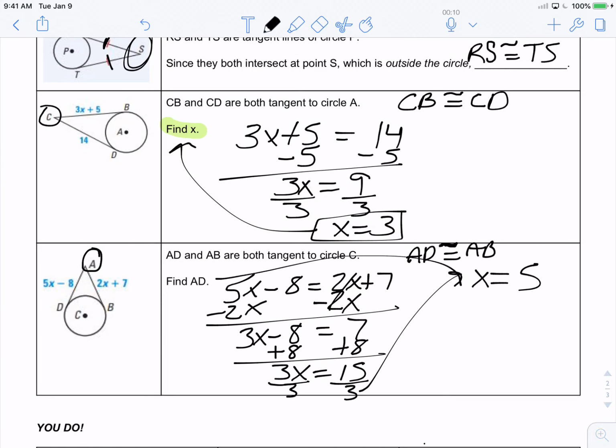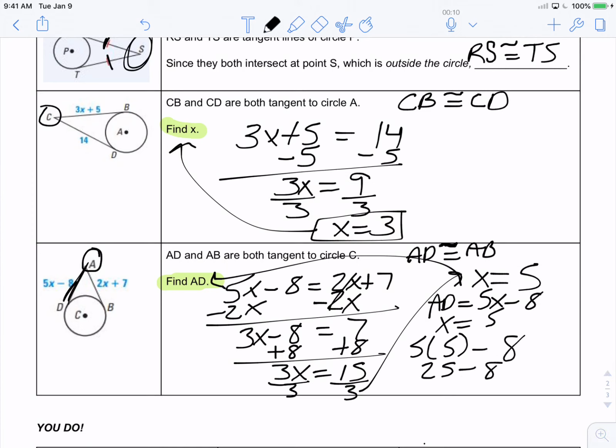Now look back over here. Our goal was to find AD. So I am not done. So AD is equal to 5X minus 8. X is 5, so I'm going to do 5 times 5 minus 8. That's 25 minus 8. That gives me 17.